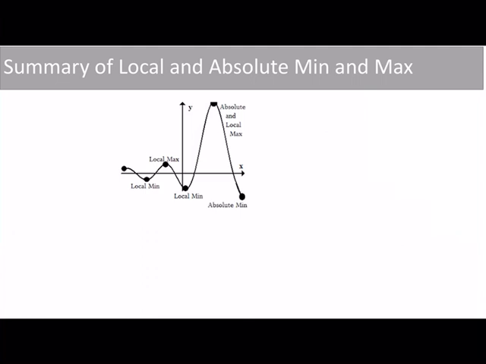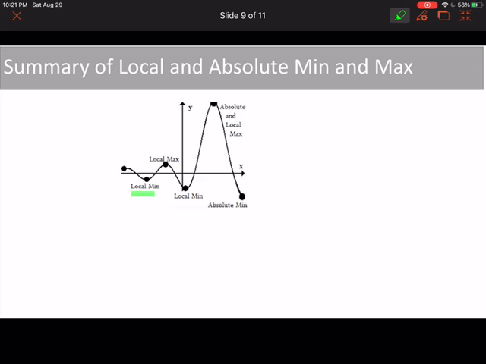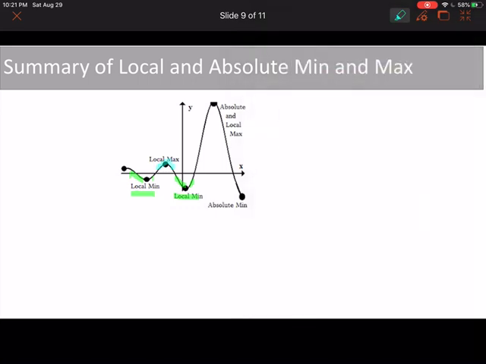And here's the summary of them. So if you're looking at this, you can see that there's a local min here. We have that decreasing to increasing. We have the local max here and here. But this one is also absolute because it's the highest out of this whole interval. And this is the lowest point, but it's not local because it's going from decreasing to I don't know. So you can't make that assumption. So it's just the absolute.